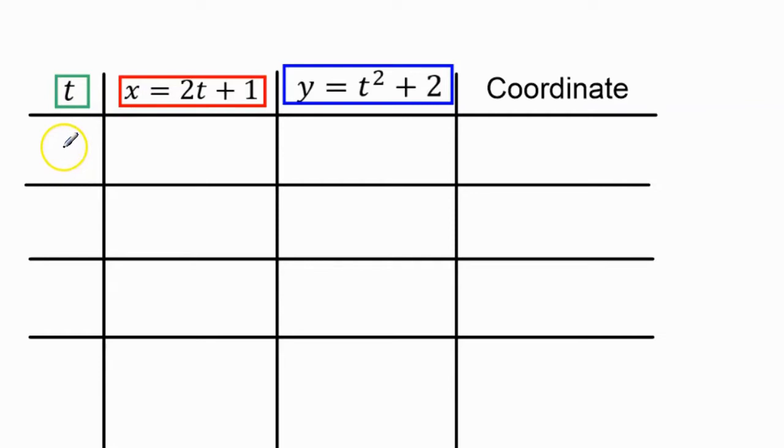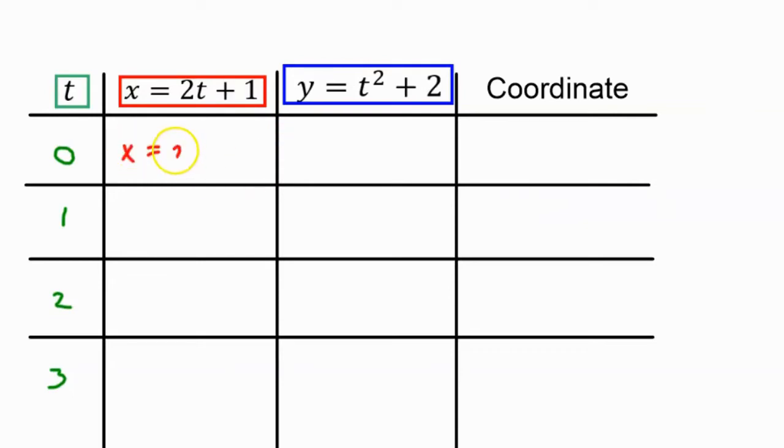Each coordinate is going to change depending on what t we're using. So let's say we started with 0, 1, 2, and 3, and we wanted to find the coordinates of each of these. So what we're going to do is take each of the t values, substitute it in for our t on each of the equations, and that's going to give us our coordinate.